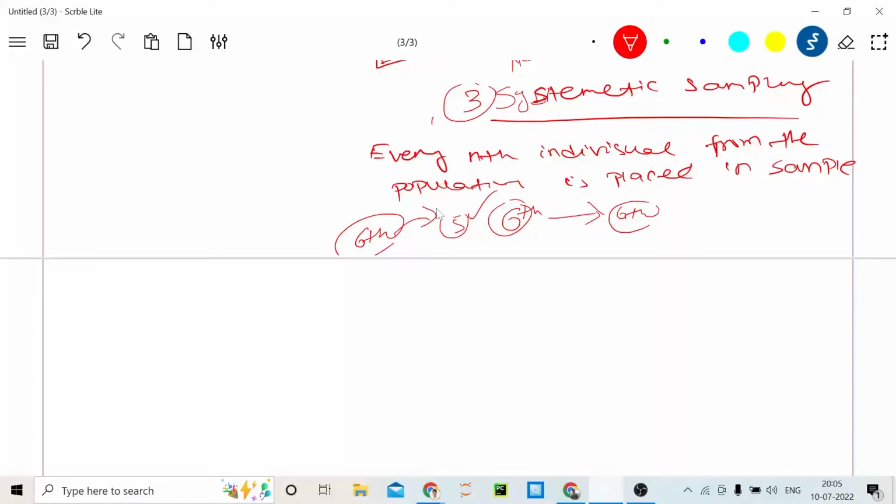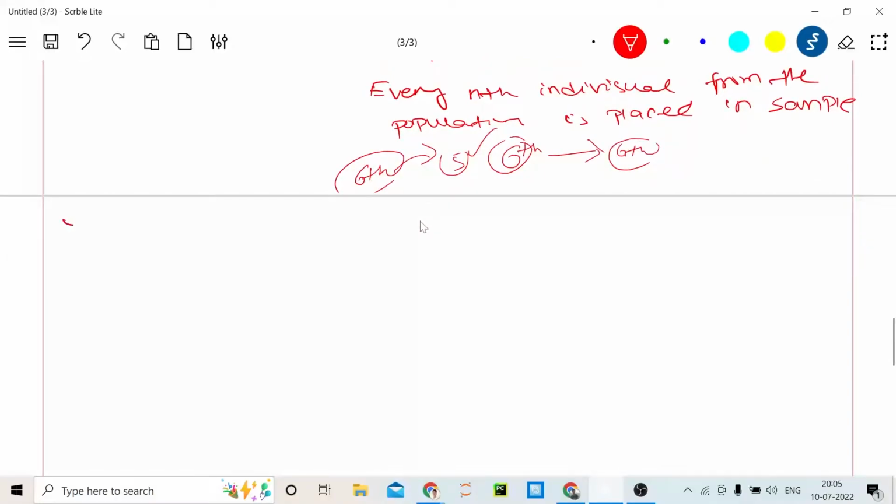That means you have to follow a system. I tell you the nth individual, or something like in the row, the fifth individual. Only the person who is fifth in that row, you ask. That comes under systematic sampling. And there are 4 types of sampling. One more thing, number 4, is convenience sampling.